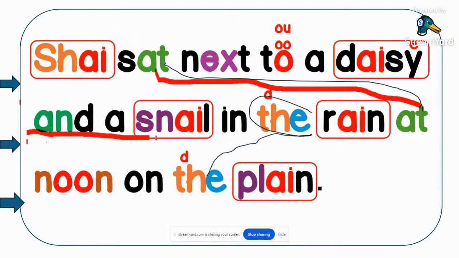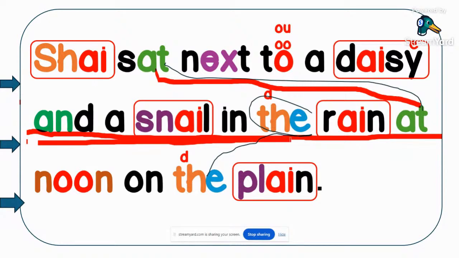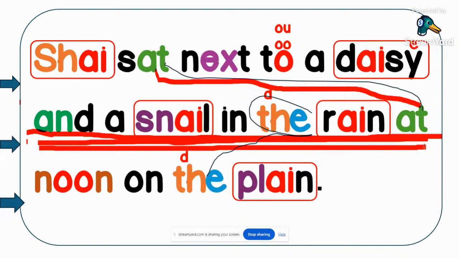And a snail in the rain at. Let's read it one more time, a bit faster. And a snail in the rain at. Let's try to go very fast now. And a snail in the rain at. Good. And our final line for this sentence, let's go.